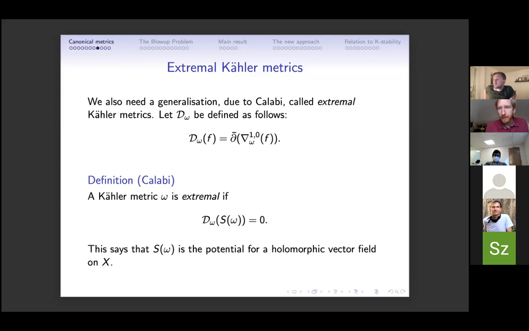This was suggested already by Calabi? Yes. Calabi came up with this when he studied the energy functional associated to the scalar curvature, meaning the square of the L2 norm. So you do the integral of the scalar curvature squared, and you look at the critical points of that. And if you're on a compact manifold, you get this equation out.